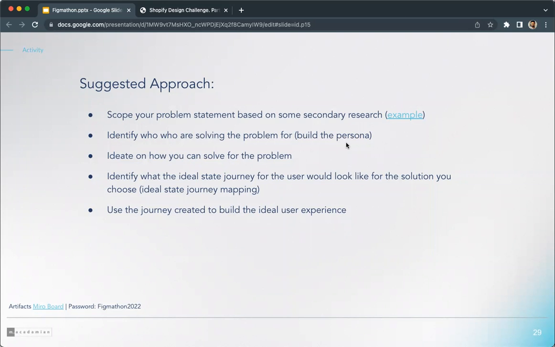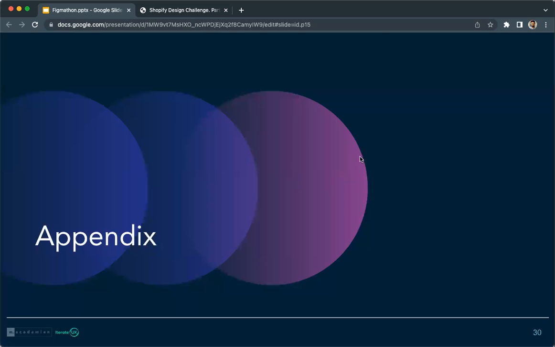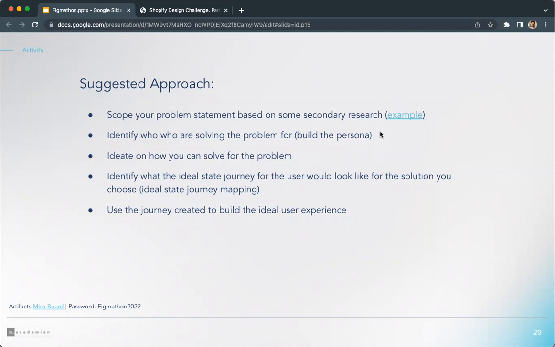Then once you've done that, you can go through an activity of understanding the current user journey. Depending on the secondary research that you're doing, the things that you're reading, if you feel like you can map out what that current user journey looks like, you can also go ahead and do that. Something that I've not added here, but that's something you can do.